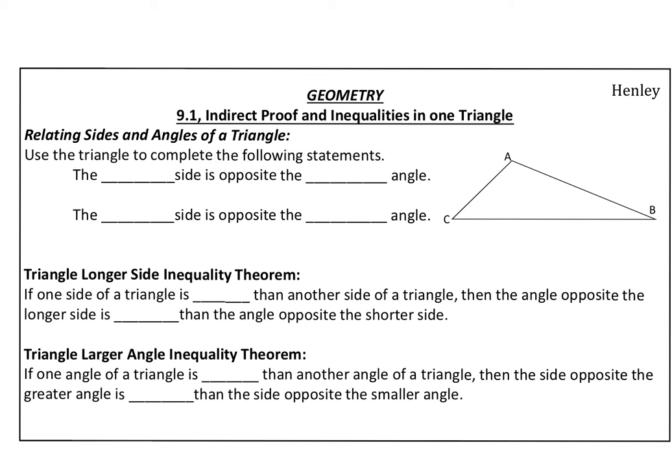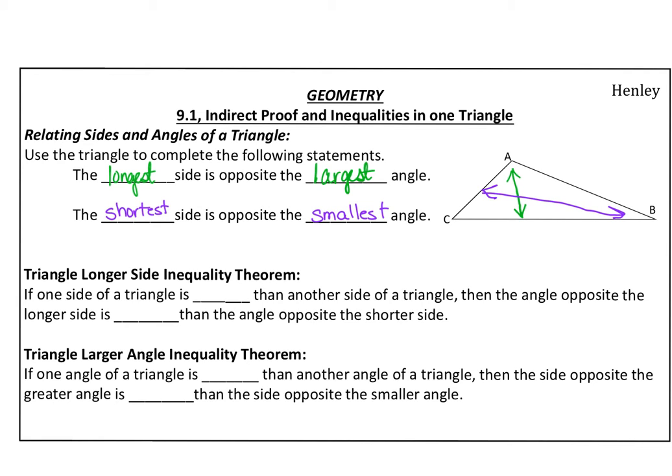Relating sides and angles of a triangle. We're going to use this triangle to show what we mean. The longest side is opposite the largest angle. So if the longest side is CB, it is going to be opposite A, which is the largest angle. Likewise, the shortest side, which is AC, is opposite the smallest angle, which is B.